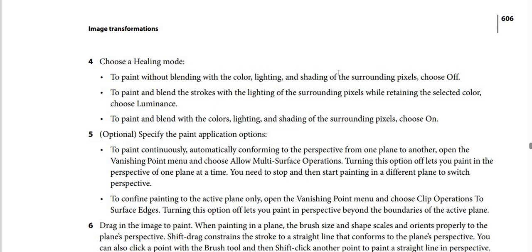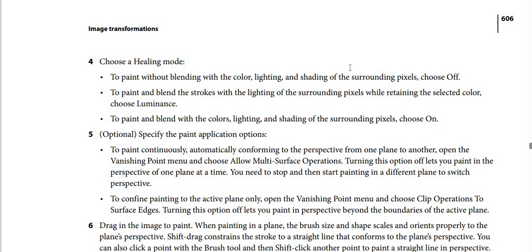And number 5, optional again. You should specify the paint application options to paint continuously, automatically conforming to the perspective from one plane to another, and open the Vanishing Point menu and choose Allow multi-surface operations. Turning this option off lets you paint in the perspective of one plane at a time, and you need to stop and then start painting in a different plane to switch perspective.